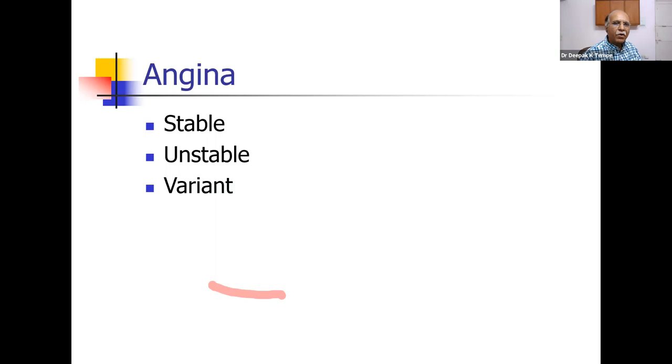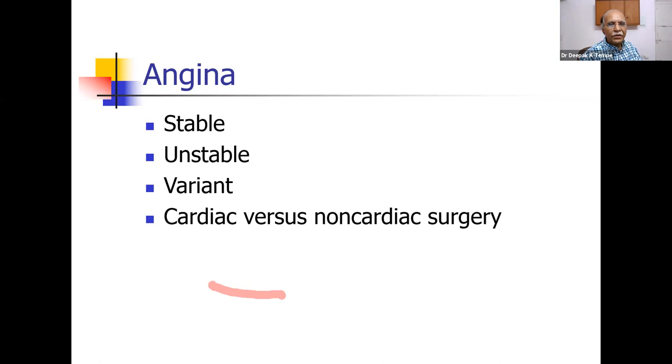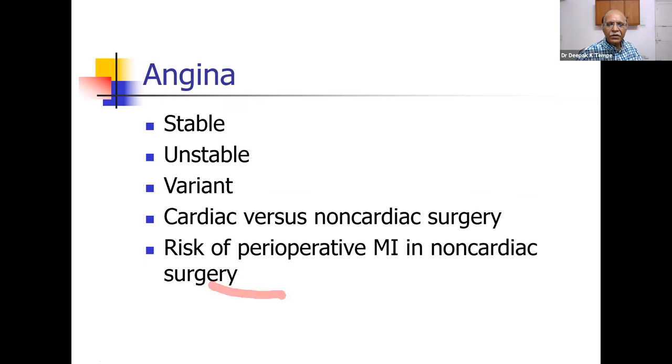So depending upon the type of angina, it has been shown that unstable angina and variant angina, if they present for non-cardiac surgery, are the ones who need to be investigated further in greater detail, and they do stand a higher risk in non-cardiac surgery. So the angina essentially needs to be evaluated for patients who are undergoing non-cardiac surgery. For cardiac surgery, the patients are usually nicely evaluated and investigated, and they will present for coronary bypass grafting. Now, the risk of perioperative MI in non-cardiac surgery is enhanced if you have stable or unstable angina, and that's a different subject matter altogether.